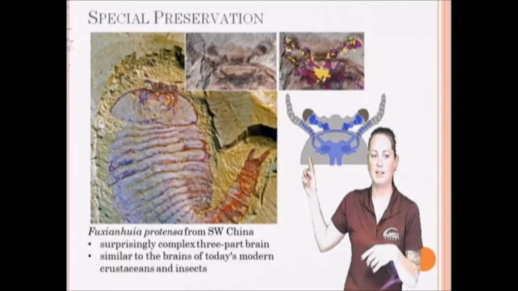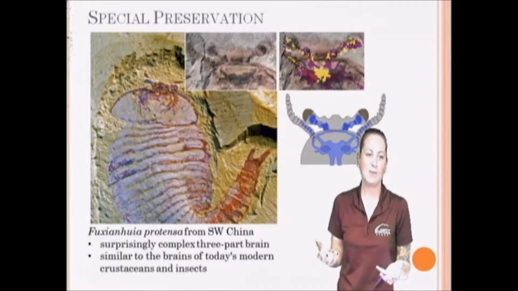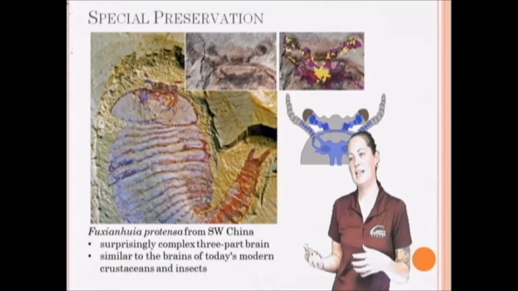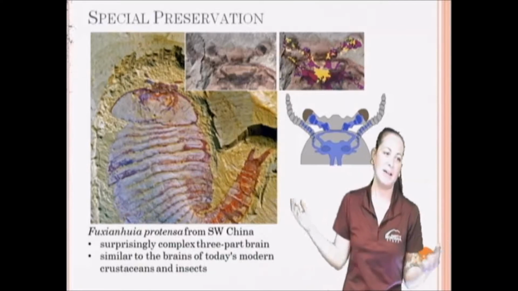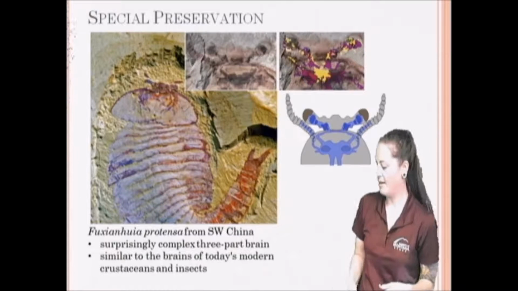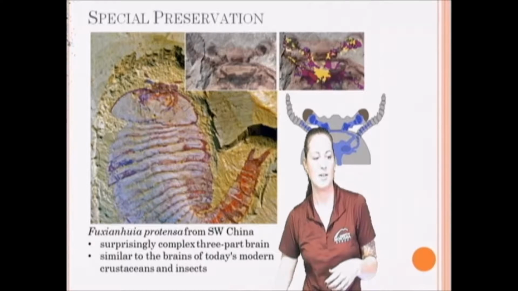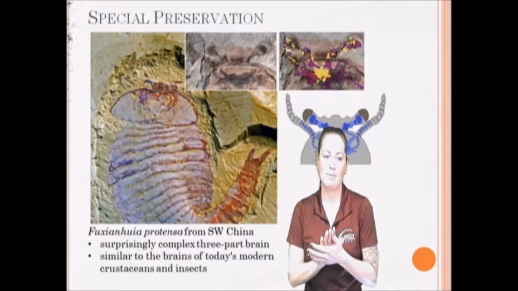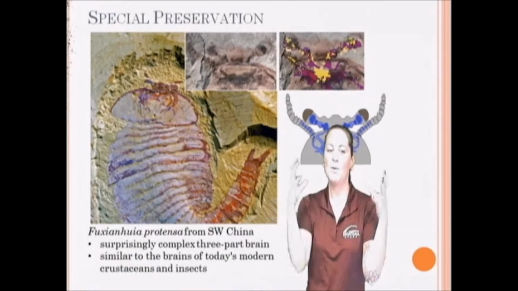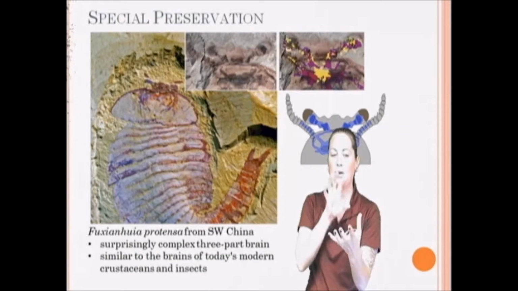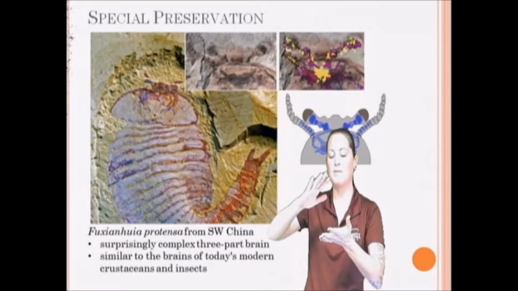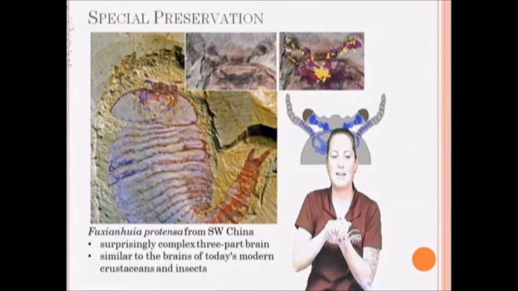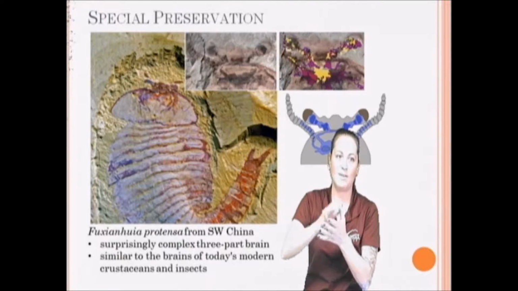So these things had crazy three-part brains. They looked a lot like modern insect and crustacean brains, which makes sense because they were arthropods. Crustaceans are also arthropods. So I just threw this in here. And this is soft body preservation. So we don't have the whole brain preserved or the brain cavity preserved. What we have is more of like a carbon film, like a squish of the brain. And the elements of the brain are preserved on the rock.